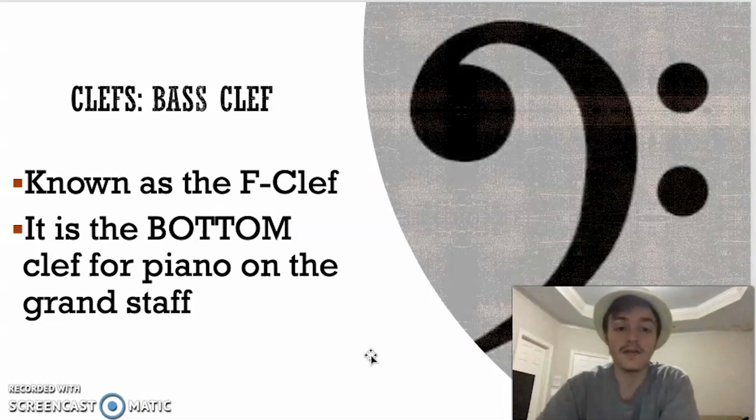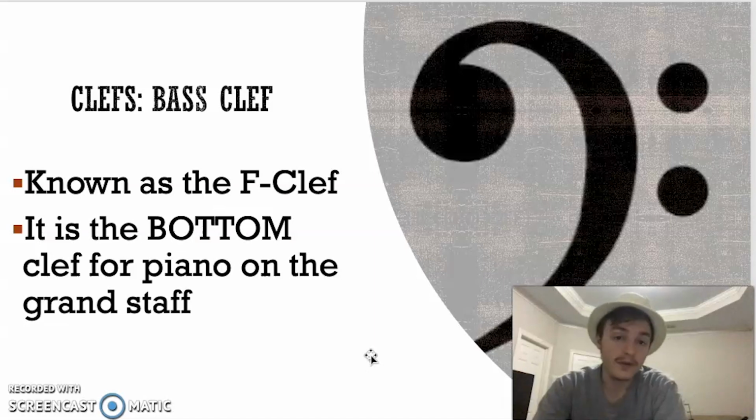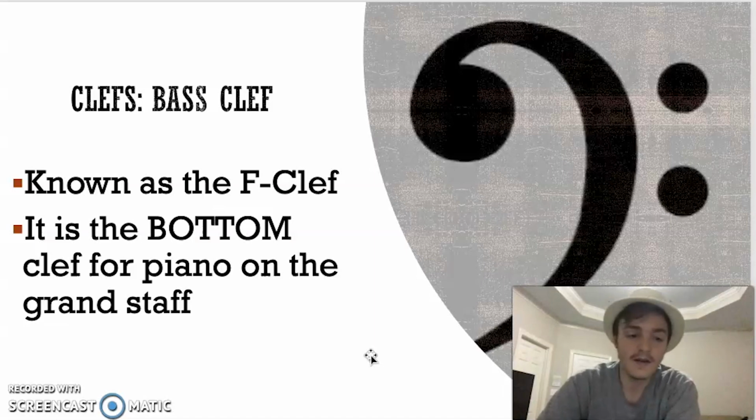So the other clef that we're going to look at is the bass clef. The bass clef, also known as the F clef, is going to be the bottom clef on the piano and for the grand staff. And it's the F clef because it kind of looks like an F, and also because those 2 dots circle the F line, which will be another good indication of how you're going to determine the letters and certain pitches that are found on the staff.